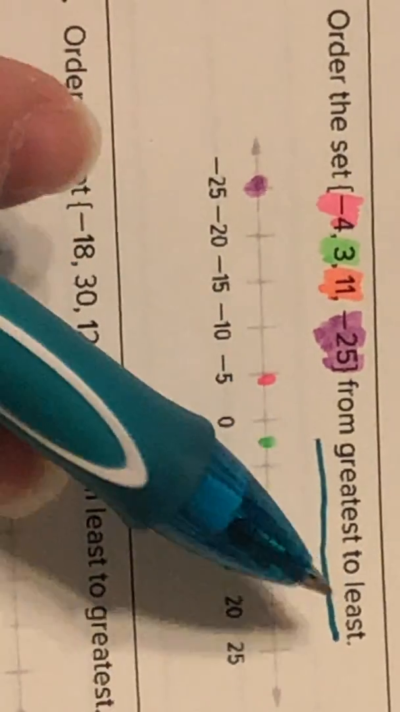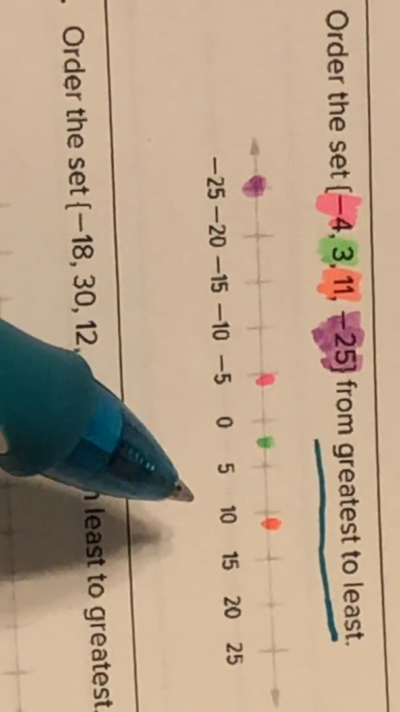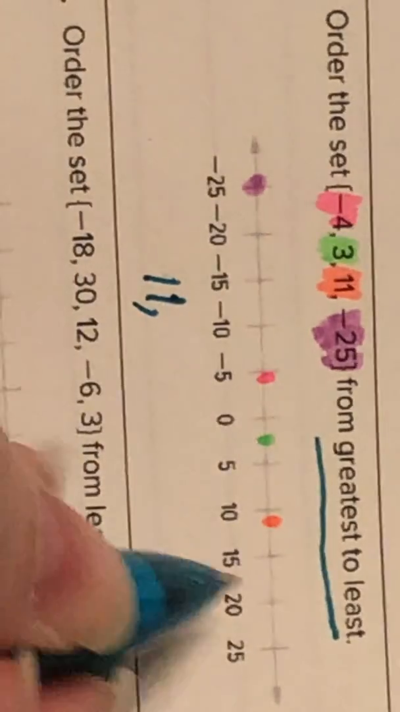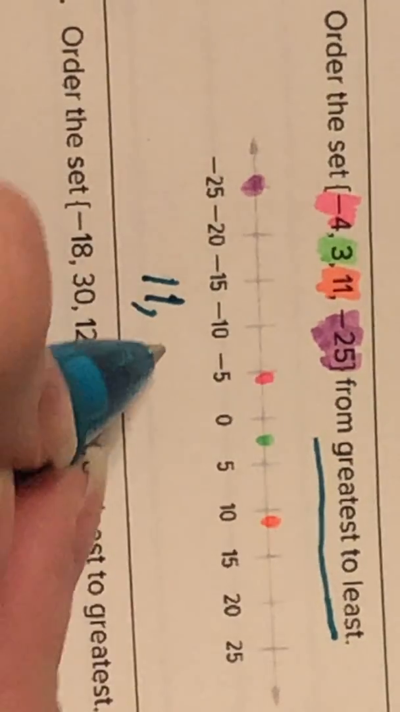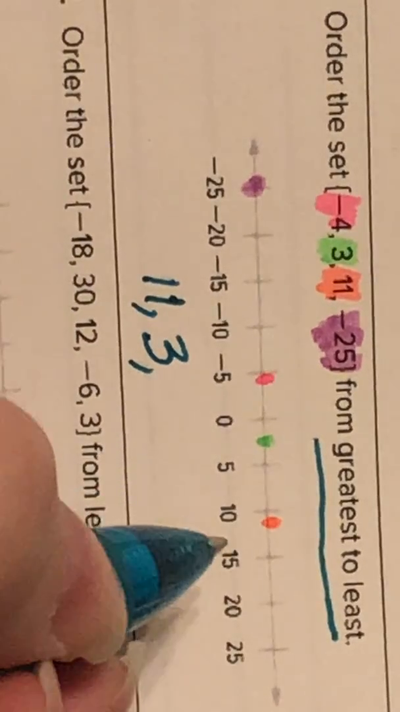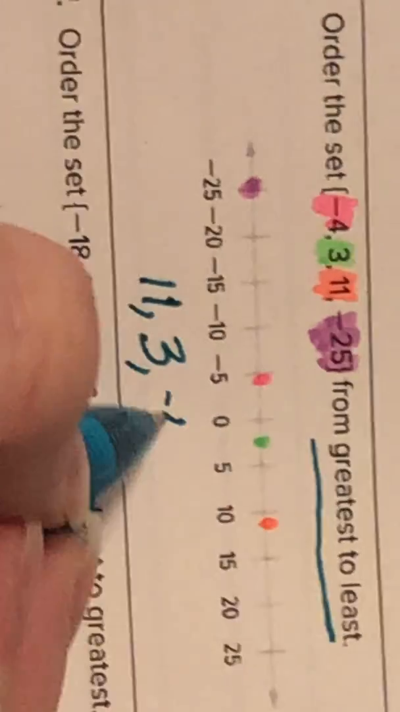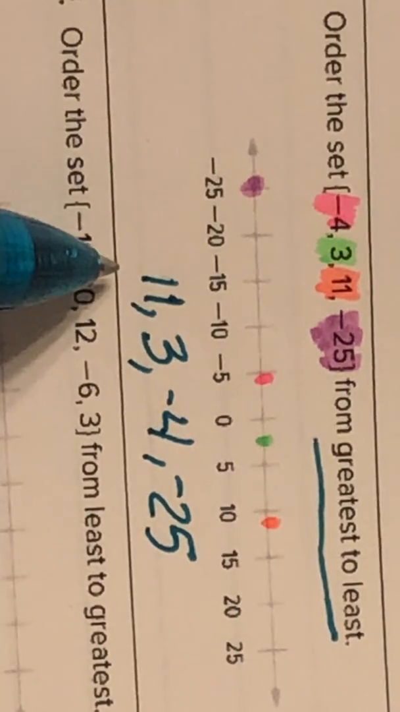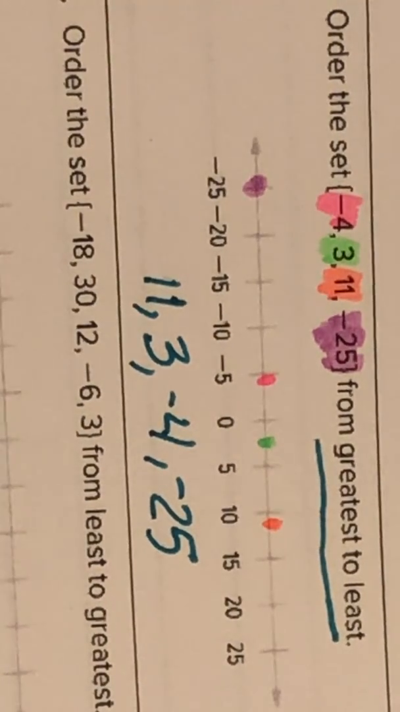So I'm going from greatest to least. So that's the biggest number to the smallest number. So I'm going to start at the right. So I have 11, then I have the green, which is 3. And then I have negative 4 and negative 25. So that's from greatest to least.